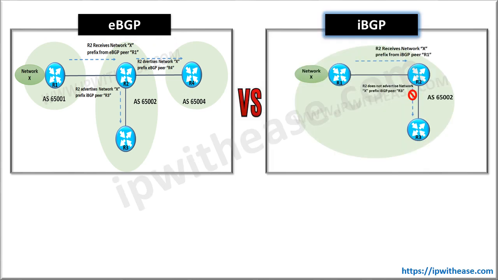However, let's look at the second diagram, wherein R2 receives network X or prefix X from R1, which is its iBGP neighbor, and because of its default nature, R2 will not further advertise this learned prefix X towards another iBGP neighbor, that is towards R3.